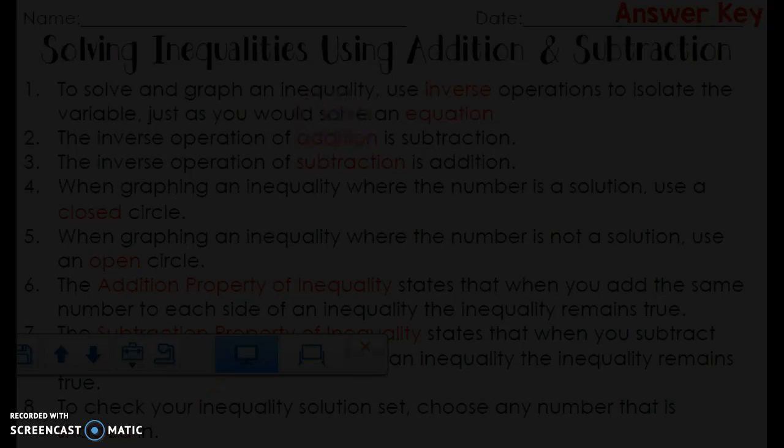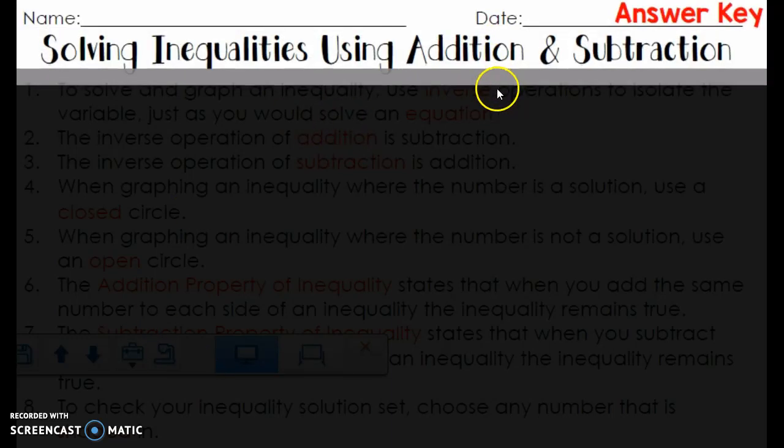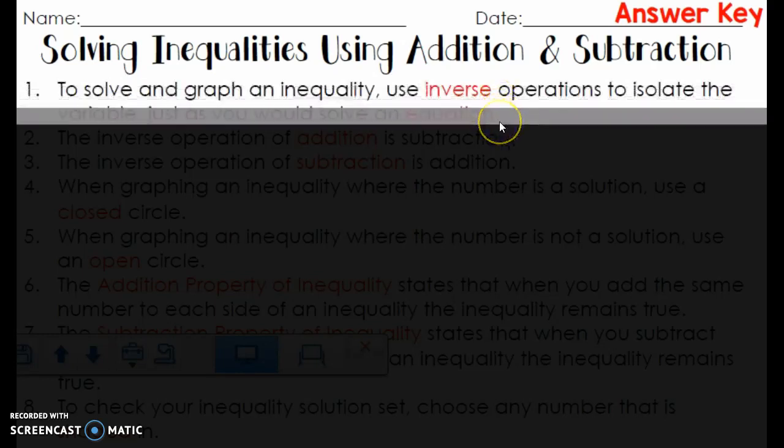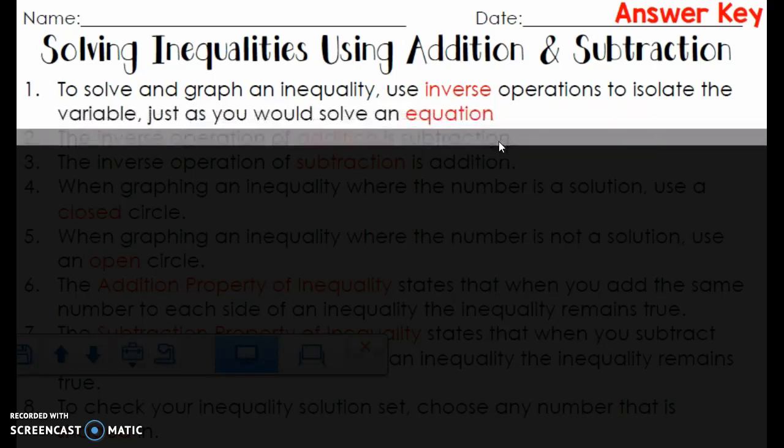Okay, now we're at the back. We're back up at the top of the page because now I think that you'll be able to help me figure this out. I also put the answer key up here because you know my writing is not good on this mouse pad. So number one, it says to solve and graph an inequality, we use the inverse operations to isolate the variable. So make sure you write inverse, just as you would solve an equation.